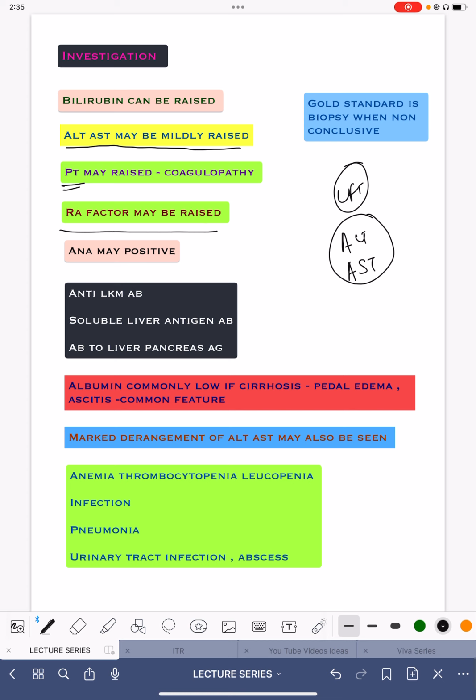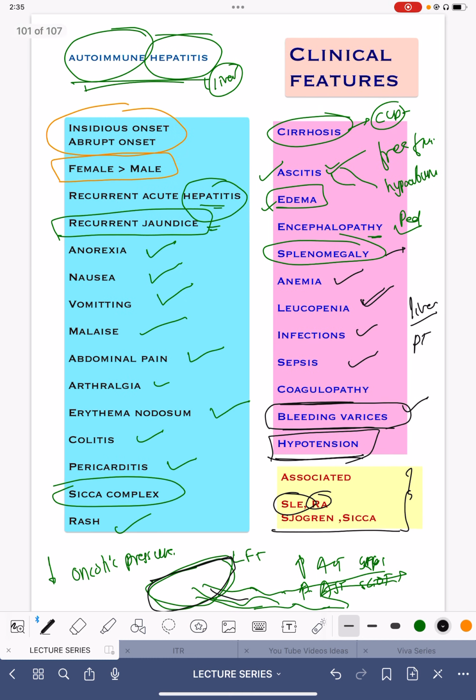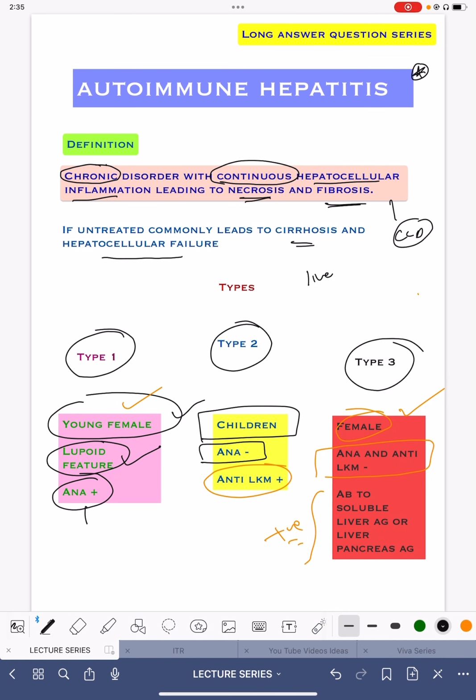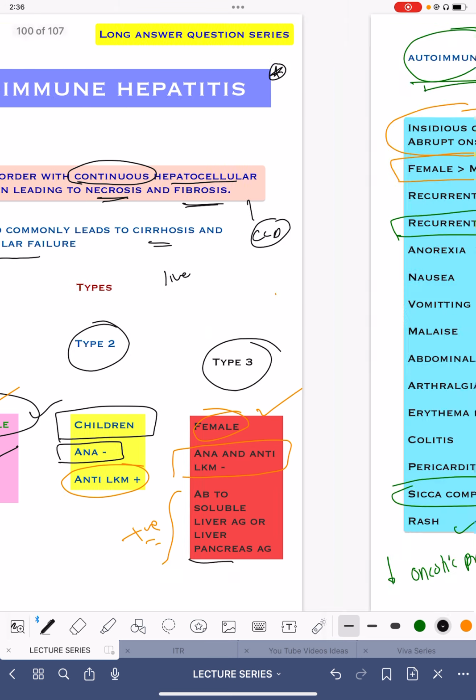As we have said, the rheumatoid factor may be found high, and the ESR and CRP are very commonly found raised. ANA can be positive, so depending on the antibody we investigate, anti-nuclear antibody can be positive in type 1 autoimmune hepatitis. Anti-LKM antibody can be positive in type 2 autoimmune hepatitis, and antibody to soluble liver antigen or antibody to liver pancreas antigen can be positive in type 3 autoimmune hepatitis.